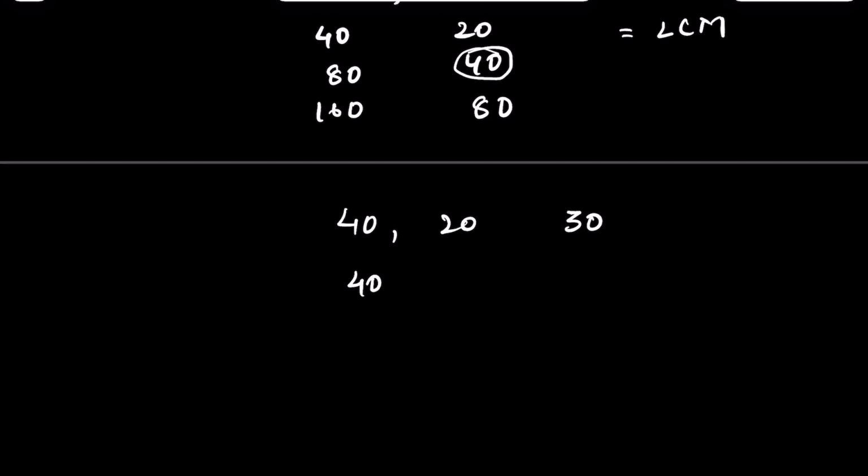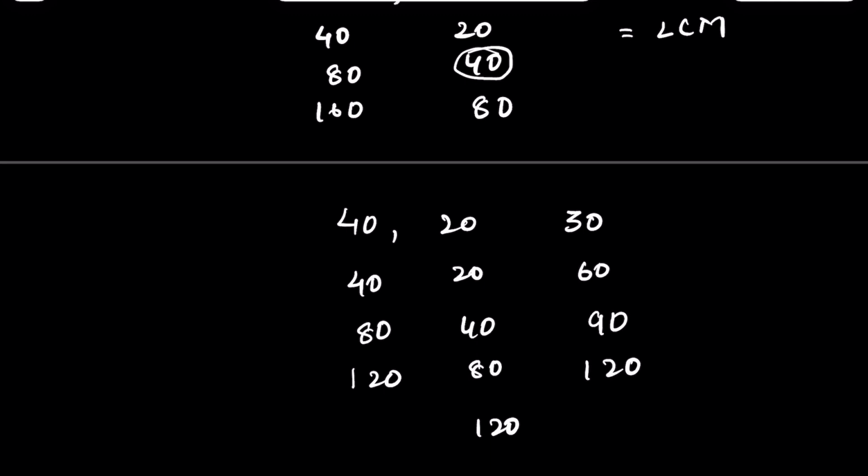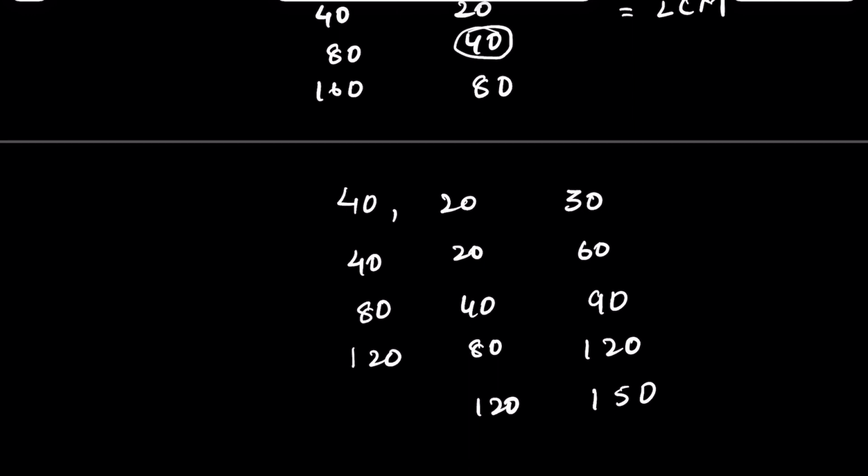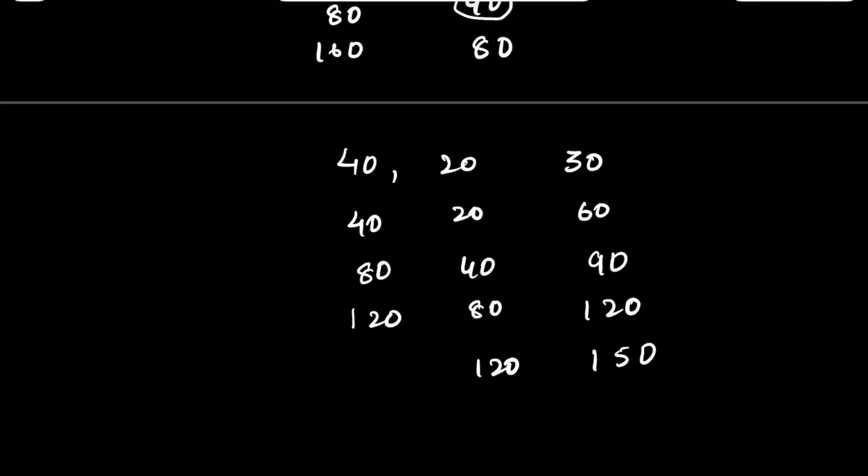If you have to find the LCM of 40, 20 and 30 through listing method, again write multiples of 40: 40, 80, 120. Now write the multiples of 20: 20, 40, 80, 120. Multiples of 30: 30, 60, 90, 120, 150 and so on. Now among all these three, we have a number which is common in the multiples of all the three numbers, and that is 120, which is the smallest number.